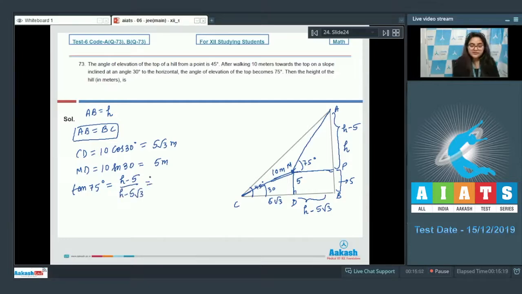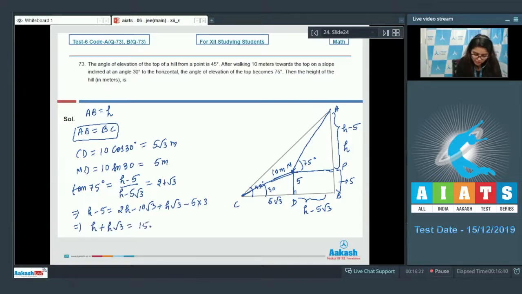So tan 75 degrees is 2 plus root 3. So just multiply: h minus 5 is equal to 2h minus 10 root 3 plus h root 3 minus 5 into 3. So from here you can see h plus h root 3 is equal to 15 minus 5 plus 10 root 3. 10 you can take common, 1 plus root 3.